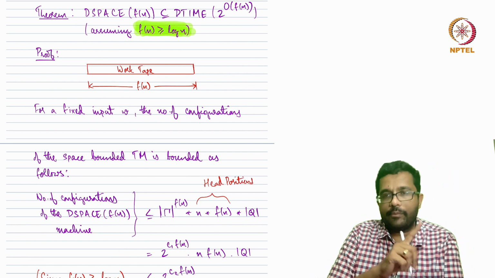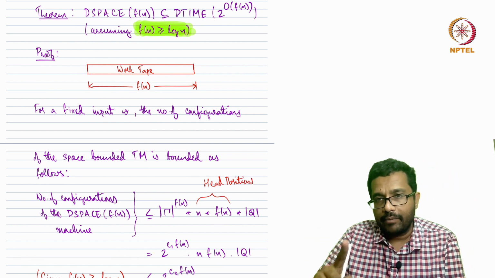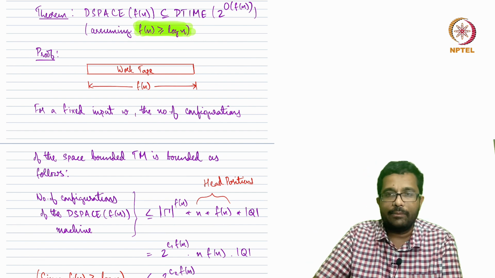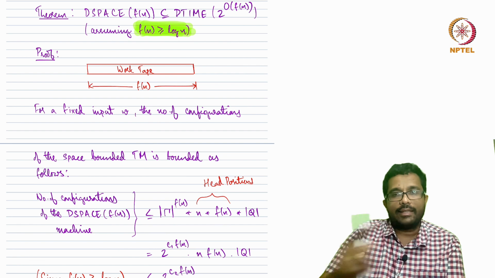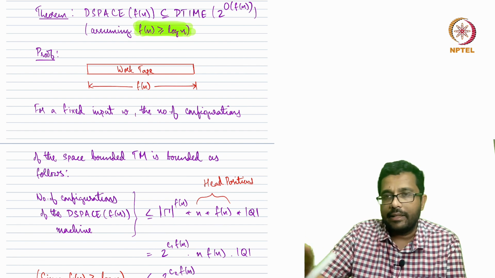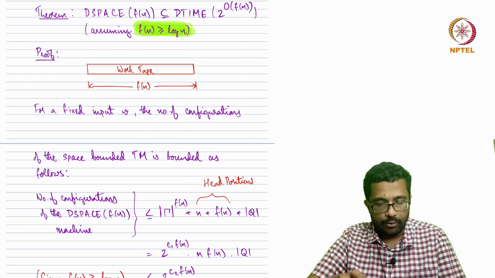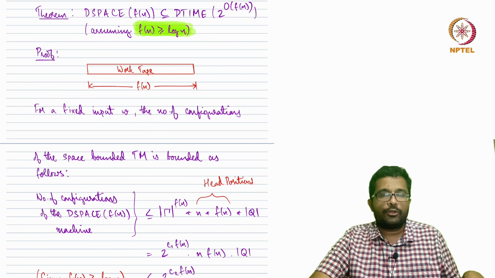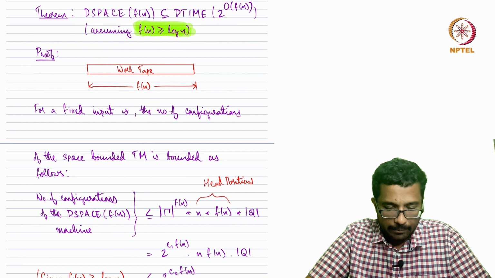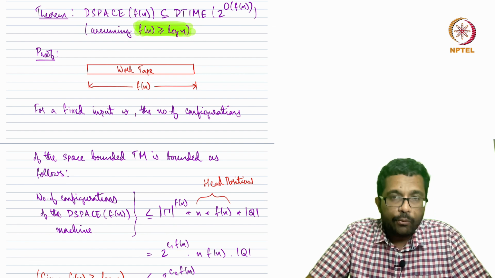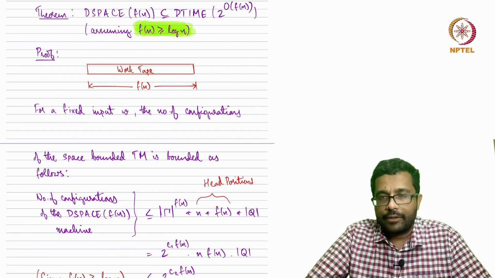So the input tape, the head could be in anywhere from n positions, right? The n is the length of the input, and the work tape, the length is F(n), so the head position can be anything from 1 to F(n). So there could be F(n) possibilities for the head position of the work tape and n possibilities for the head position of the input tape. And the input tape contents are fixed for a specific input, right? So there is no scope of changing.